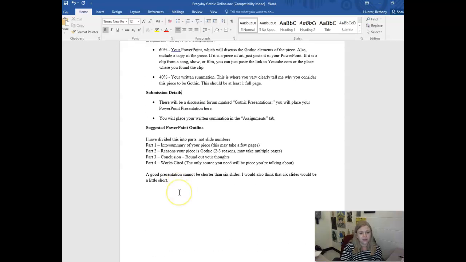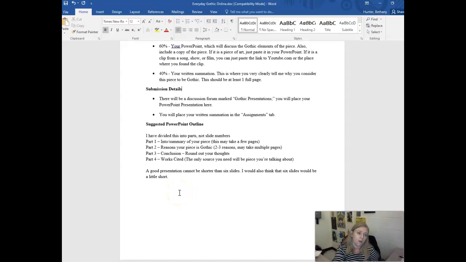Okay, so this is something I added because I think it can be very helpful. I basically broke down the PowerPoint for you because somebody asked me how many slides do I need, and that's something that comes up a lot. So here's kind of what I'm thinking. I divided this into parts, not slide numbers, and we'll talk about why I did that.